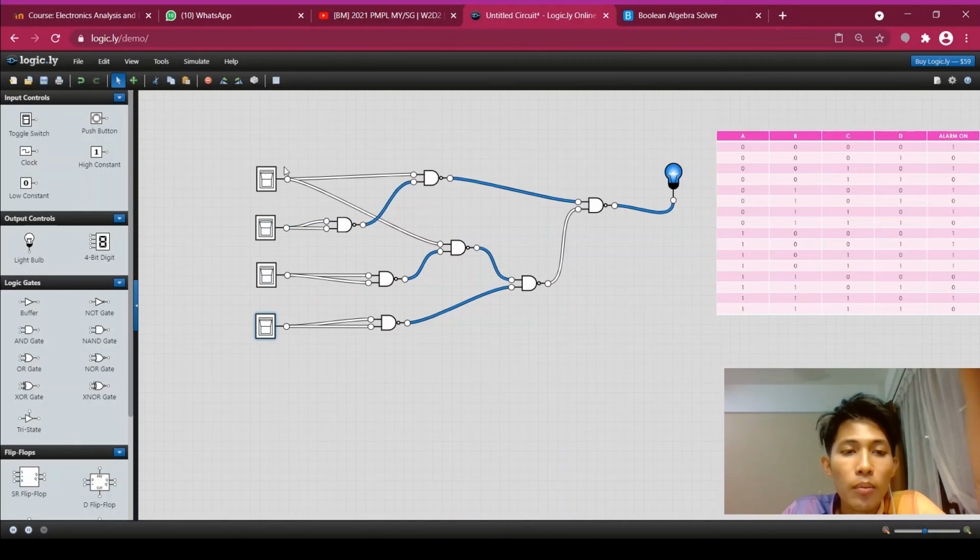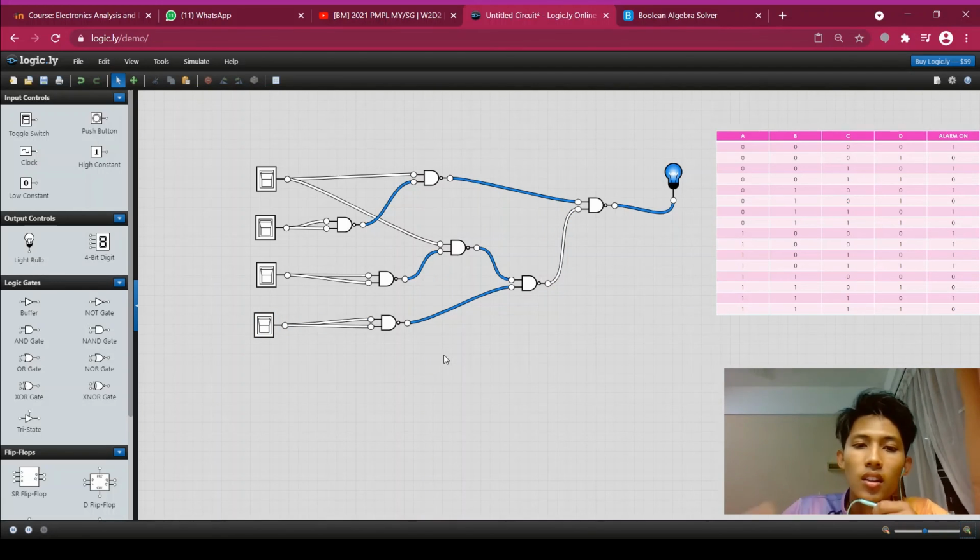For the input, 0 refers to the switch in the white color. So if the switch is white, it means that the input is 0. If the color of the switch is blue like this one, it means that the input is 1. For the bulb, if the bulb is blue, it means the output is 1. If the bulb is not lit, like this one, it means the output is 0.